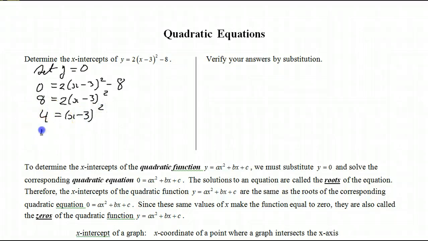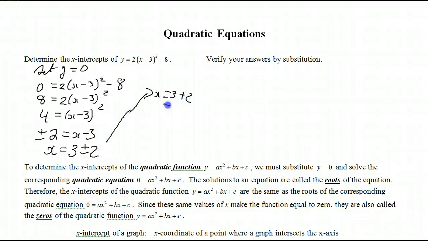Square root, this will be plus or minus 2 is x minus 3. So x is equal to, move that over, 3 plus or minus 2. That gives us two answers. x is equal to 3 plus 2, which is 5. x is equal to 3 minus 2, which is 1. Okay, so the x-intercepts, x is equal to 1 and 5.